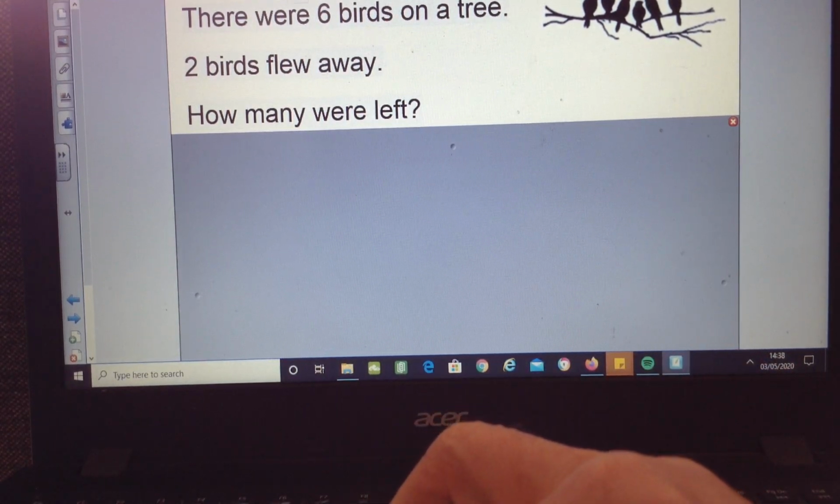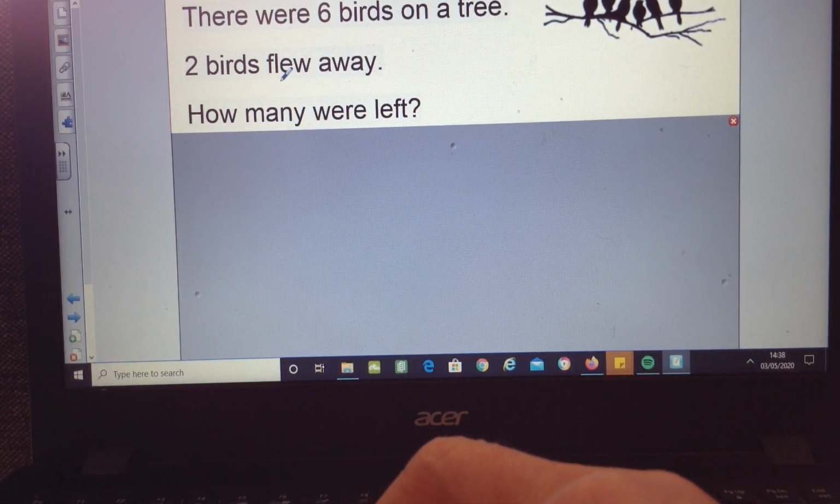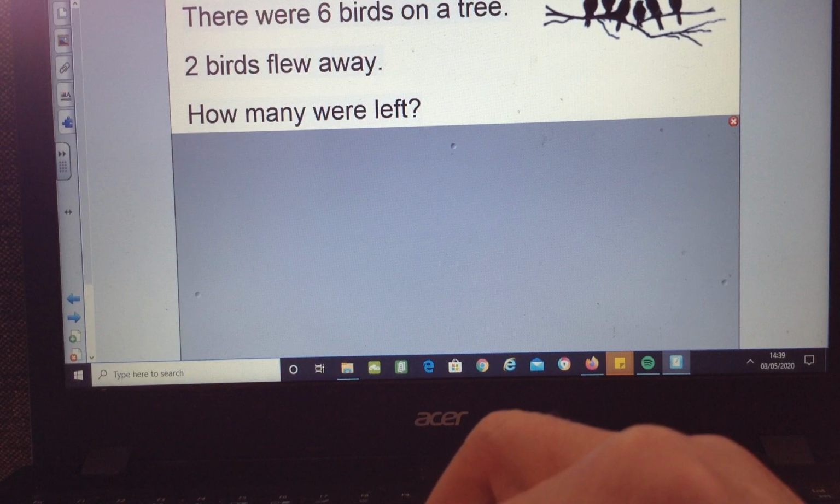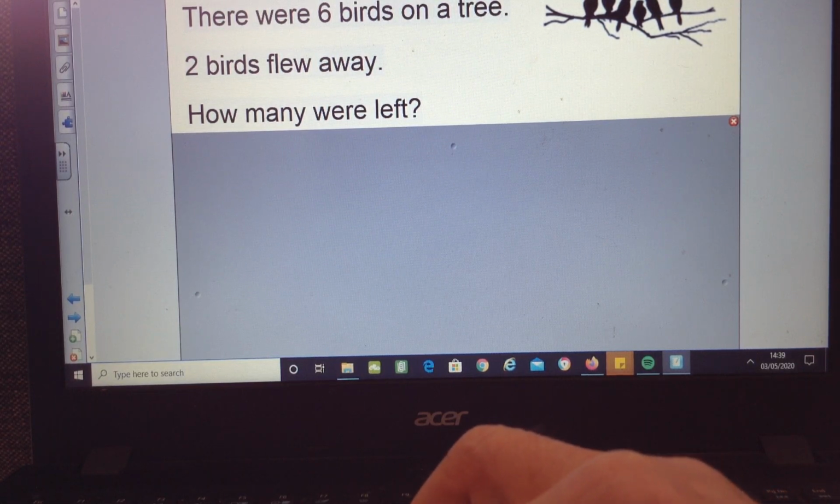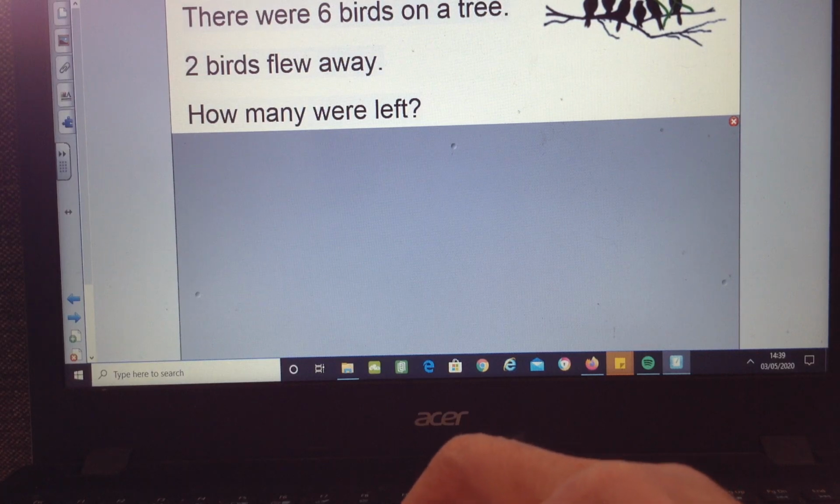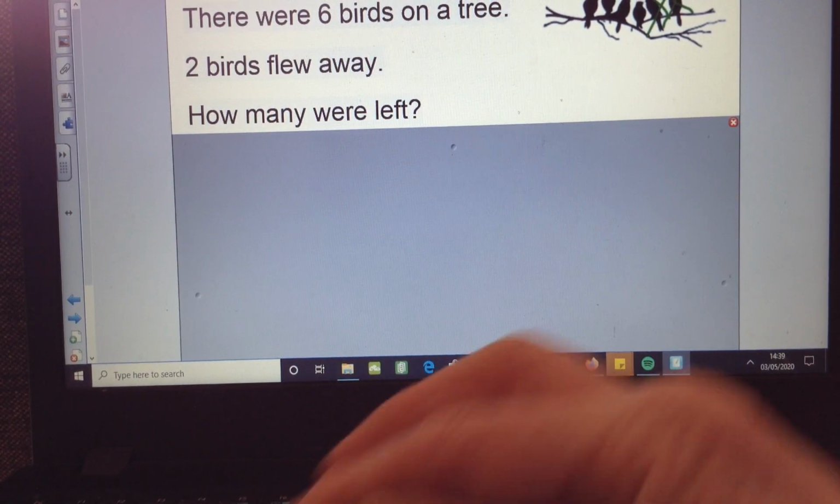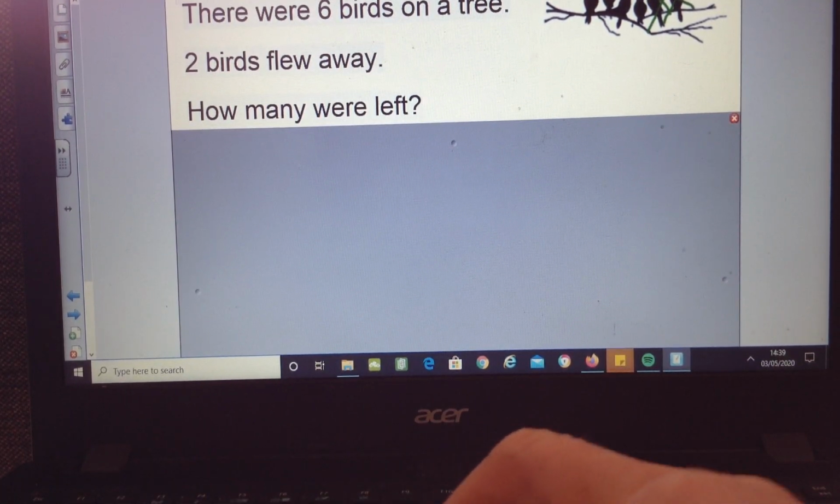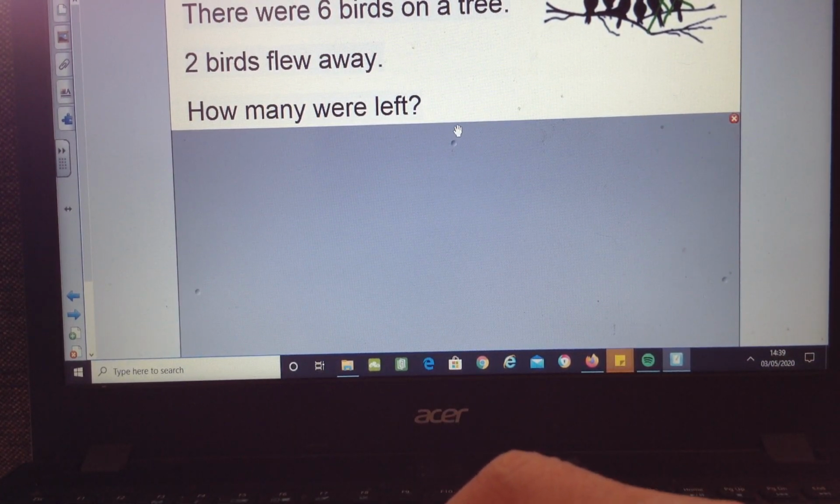Okay, there were 6 birds on a tree. 2 birds flew away. Those are the words that tell us it's a subtraction. How many were left? That tells us it's a subtraction. I'm going to take away 2. 1, 2. How many are left? 1, 2, 3, 4. Have you written out your subtraction sum?